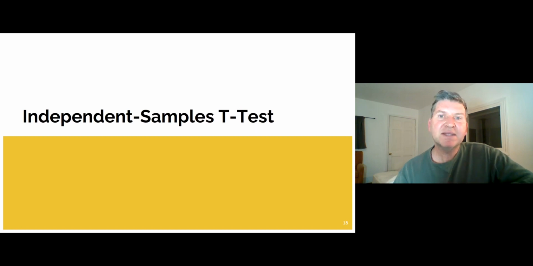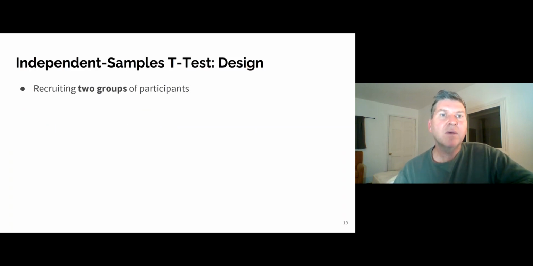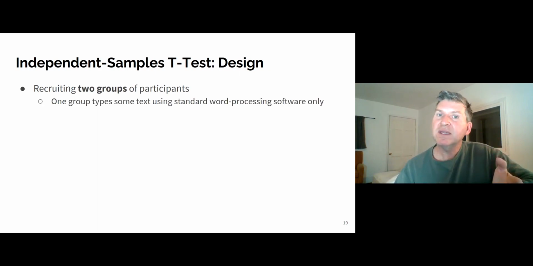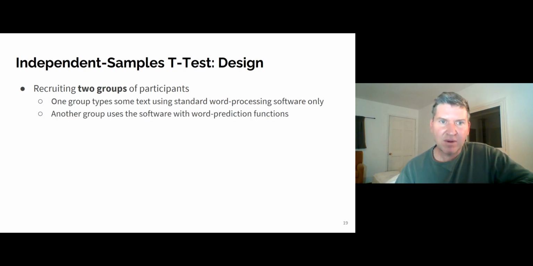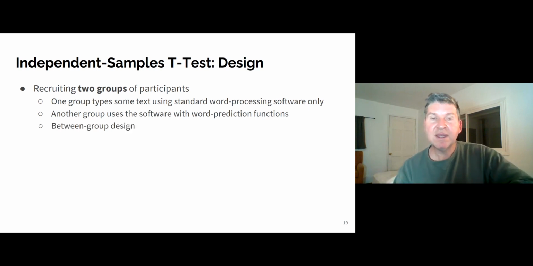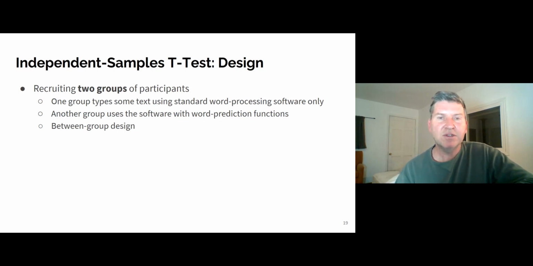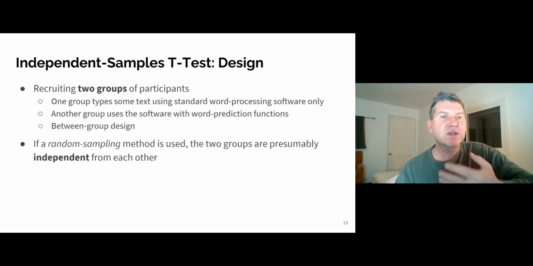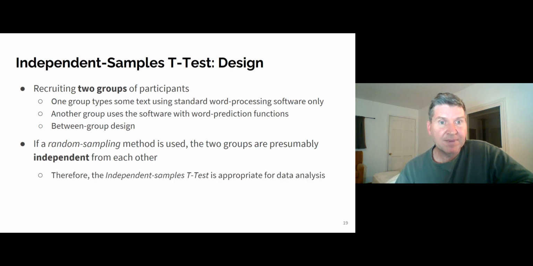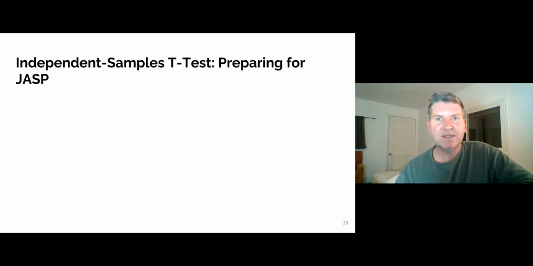The first is the independent samples t-test. With this, we would recruit 2 separate groups of participants. One would use the standard word processing software only, and the other would use the word prediction function software. This would be a between group design because each group is using only one of the 2 tools. So if we used a random sampling method, the 2 groups are presumably independent from each other. See, that's why random sampling is important. And therefore, we'd use the independent samples t-test for this type of analysis.